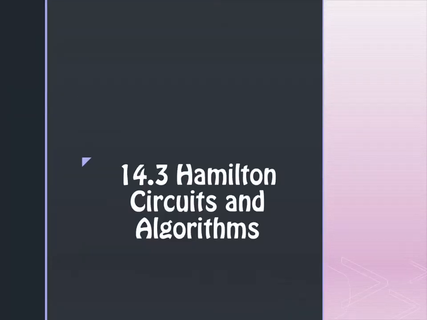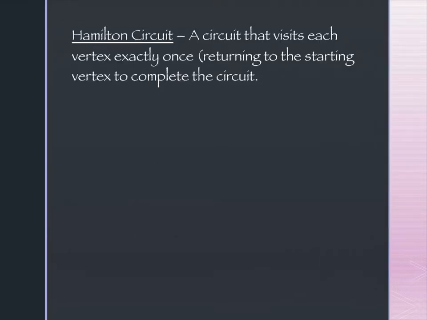All right, so in our last section we talked about Euler circuits and Euler paths. Today we're going to talk about Hamilton circuits and algorithms. So definition first: what is a Hamilton circuit compared to an Euler circuit? Well, a Hamilton circuit is a circuit that visits each vertex exactly once, returning to the starting vertex to complete the circuit.